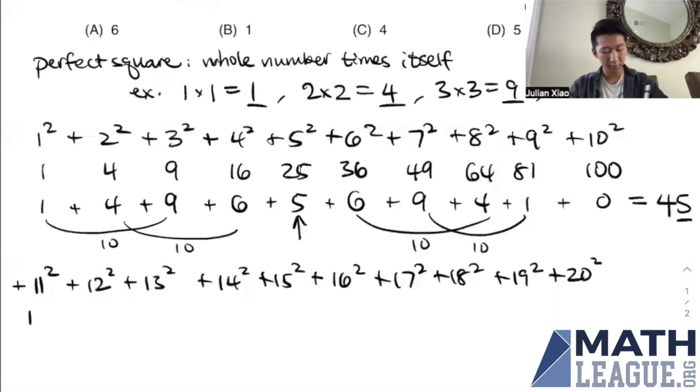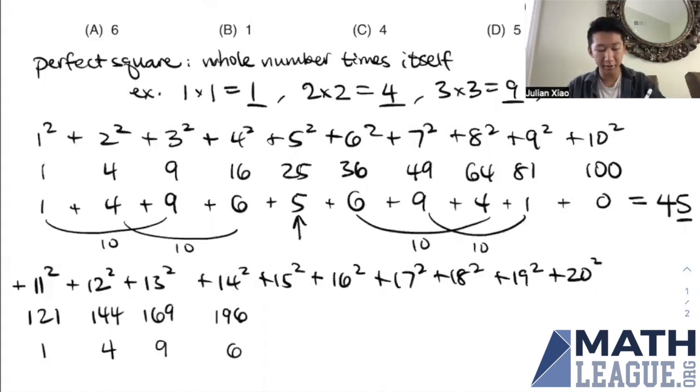So 11 squared is 121, 12 squared is 144, 13 squared is 169, and 14 squared is 196. I'm going to stop there because I don't really like memorizing my perfect squares. But I think maybe we can see a pattern already. The units digits of these perfect squares are 1, 4, 9, and 6. And if I look at what I already had, the first 4 units digits were 1, 4, 9, and 6.